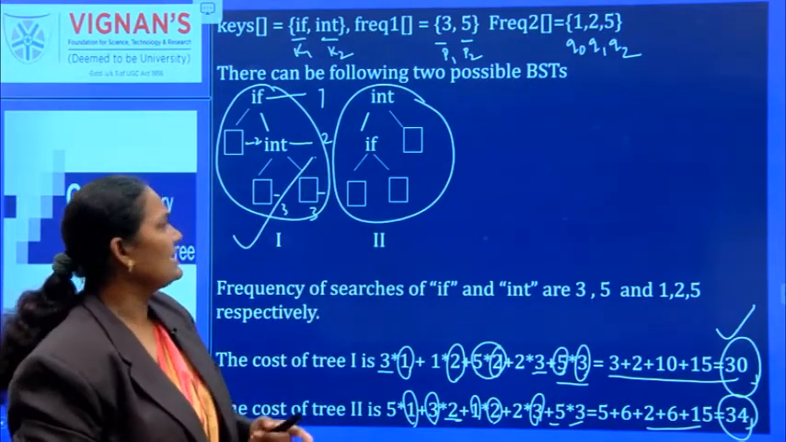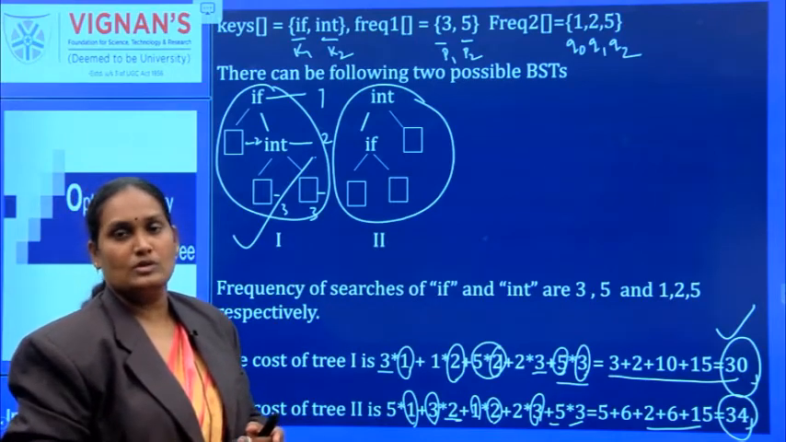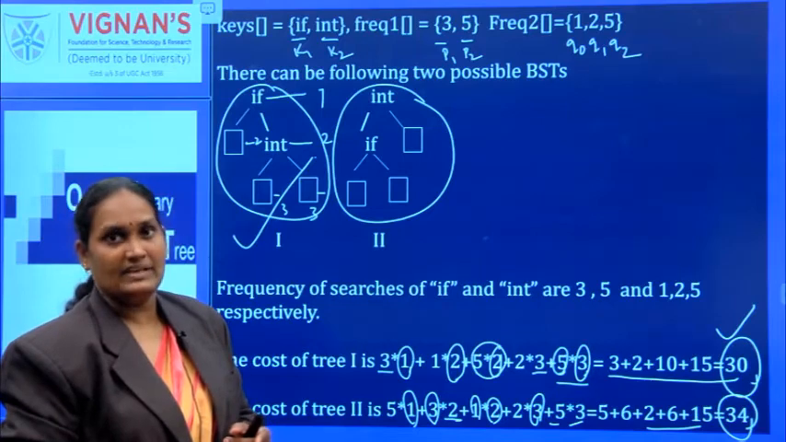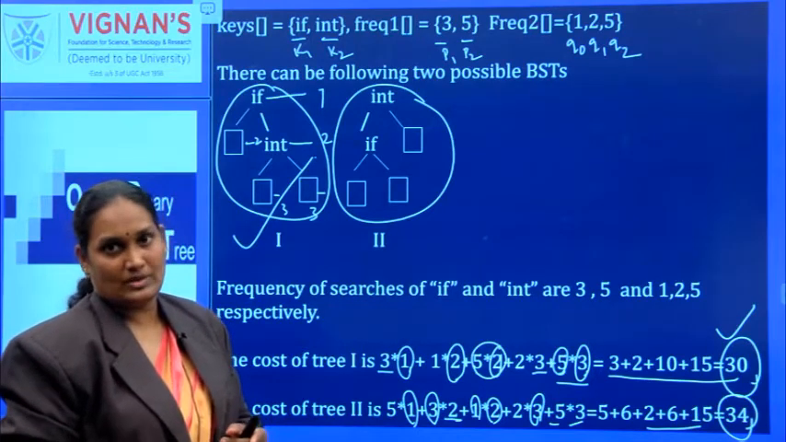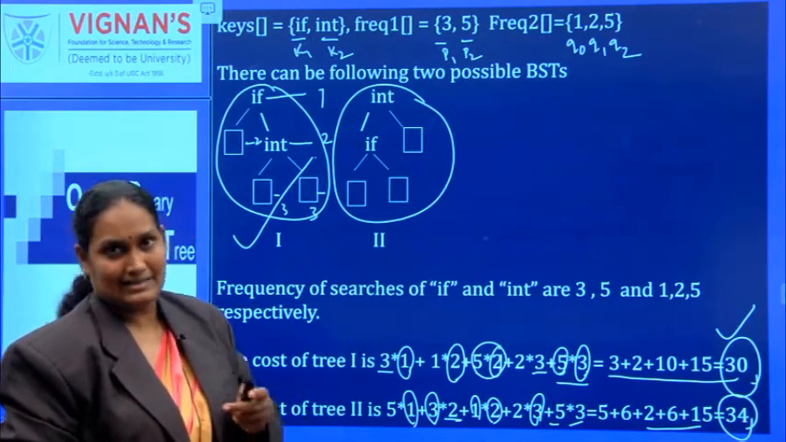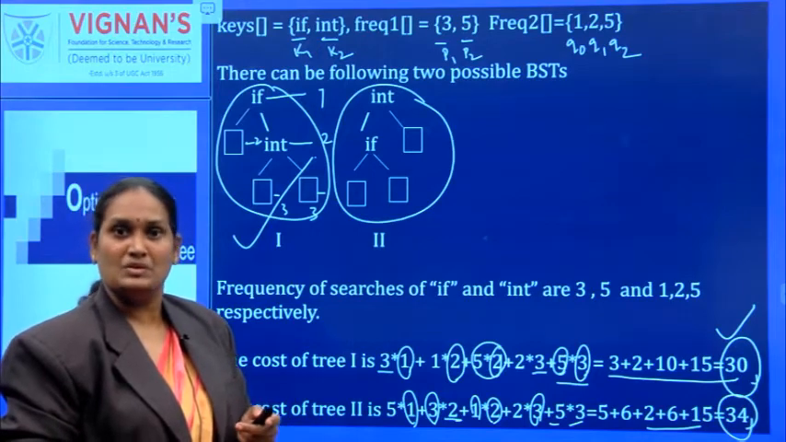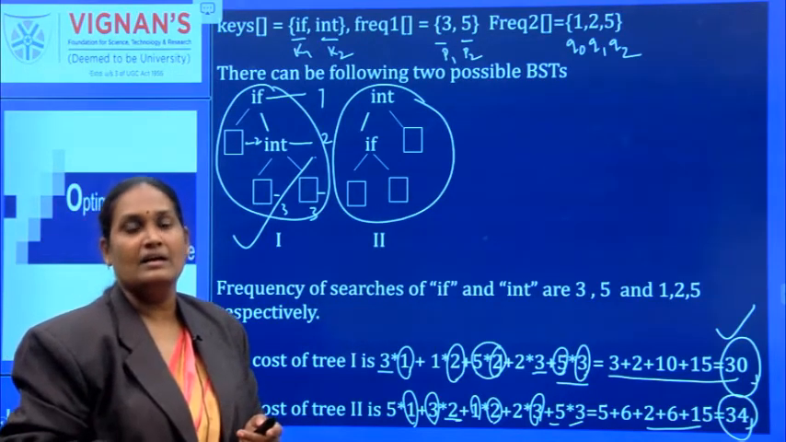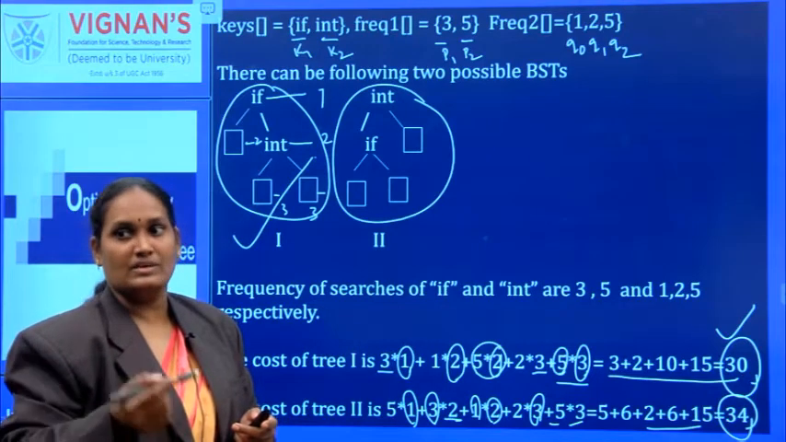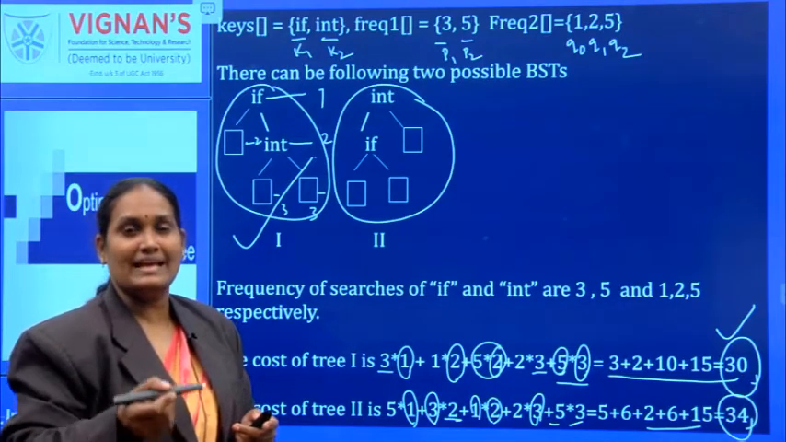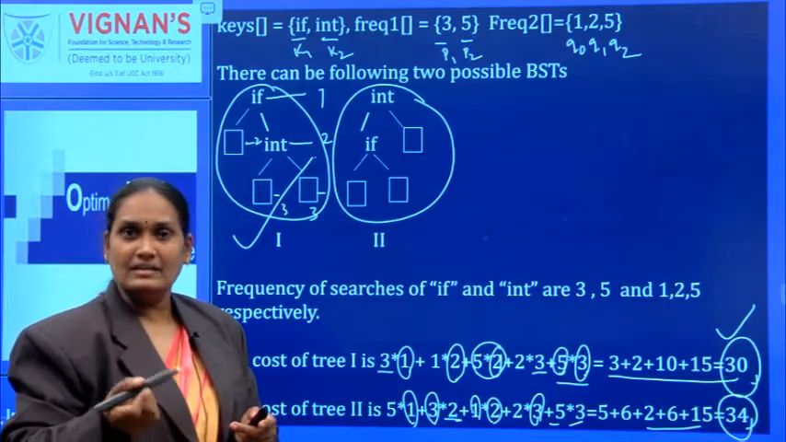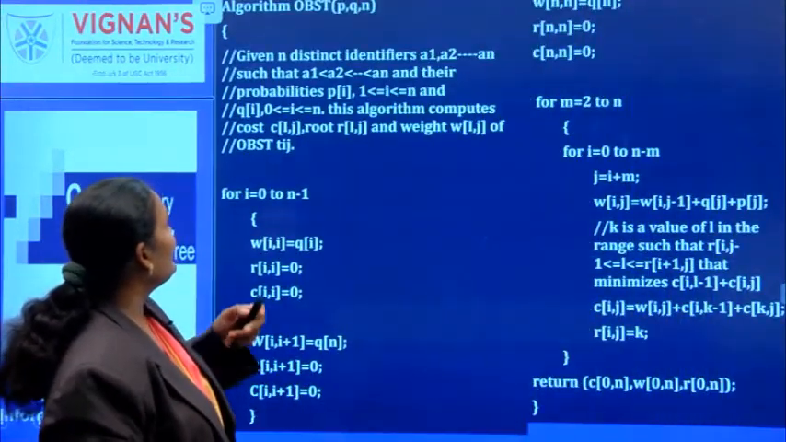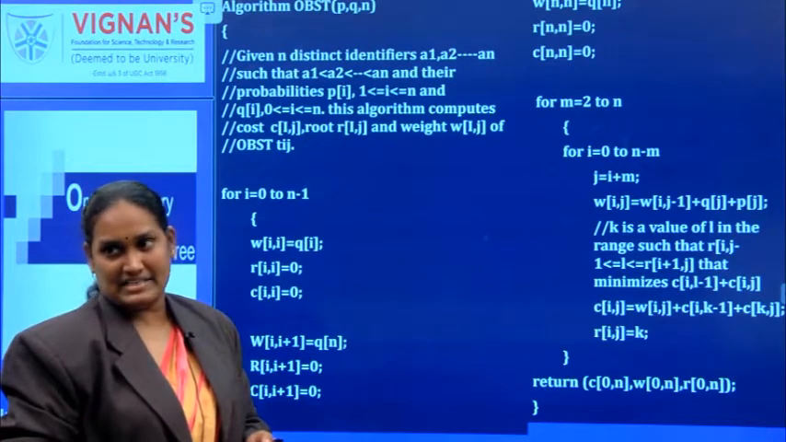So manually we can do this easily if we are given 2 key elements or 3 key elements, but more than that we cannot do manually, it takes more time. That's why we follow an algorithm, the dynamic programming algorithm, to solve the optimal binary search tree. Directly we can construct an optimal binary search tree for the given key values with their key probabilities and dummy probabilities. Let us see the algorithm for optimal binary search trees.